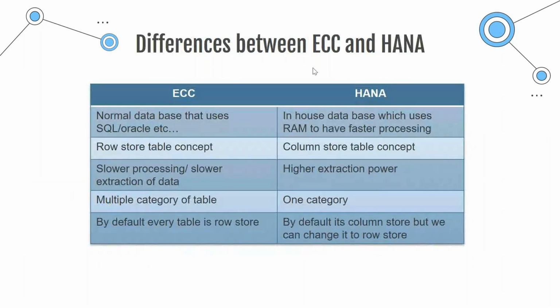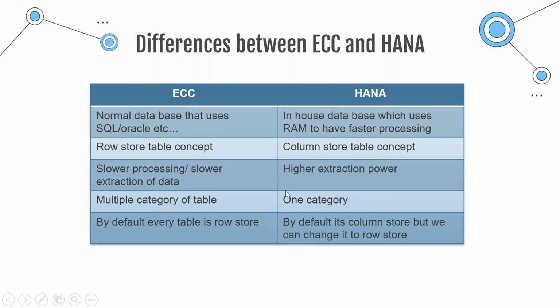Then the differences between ECC and HANA. In ECC in general, we'll have third-party databases like SQL, Oracle, etc. In the HANA system, they use an in-house developed database system, that is nothing but HANA, and it uses a RAM concept. RAM means random access memory, which has faster processing power. Then the ECC system is a row store table concept. Row store table concept means the logic extraction will happen in rows, in a horizontal manner, like this.